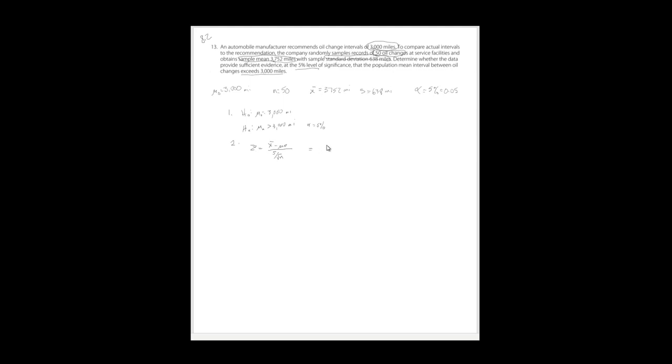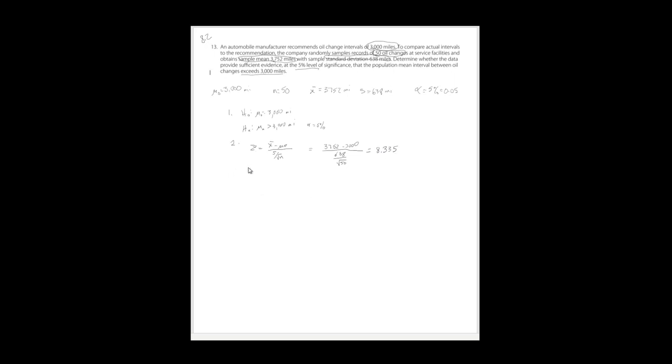So we've got our x bar, which is 3752, minus our null hypothesis mean, which is 3,000, divided by our sample standard deviation, which was 638, divided by the square root of our sample size, which was 50. And when we calculate that all out, we get 8.335.